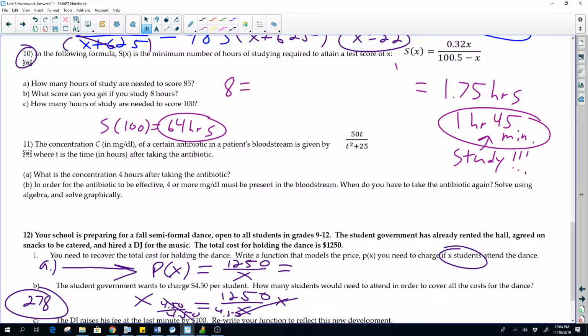What score will we get, right? So we're going to set that equal to 0.32x all over 100.5, our formula, minus x. Now we want to go ahead and just cross multiply and solve for x.